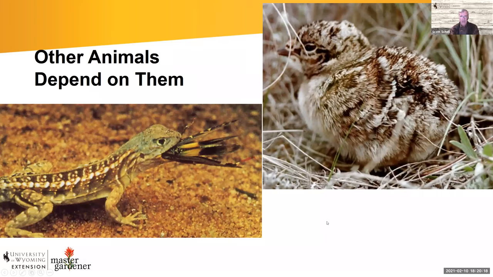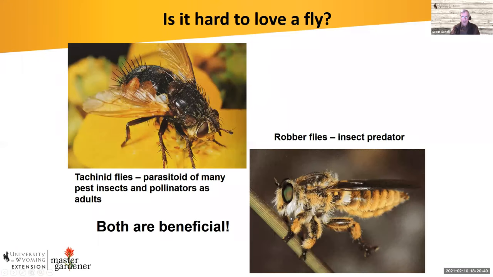respect. Many other animals can depend on insects for at least part of their life cycle. So many of our songbirds, or in this case, here's a sage grouse chick, where to fuel that explosive growth that many birds have as nestlings, they need the protein and nutrition in insects. And here's a little lizard that's caught a grasshopper to eat. So again, they play an important part in our world.